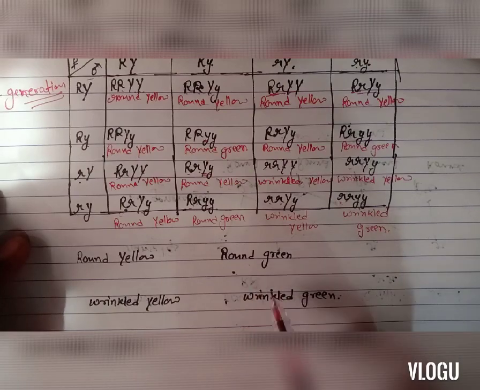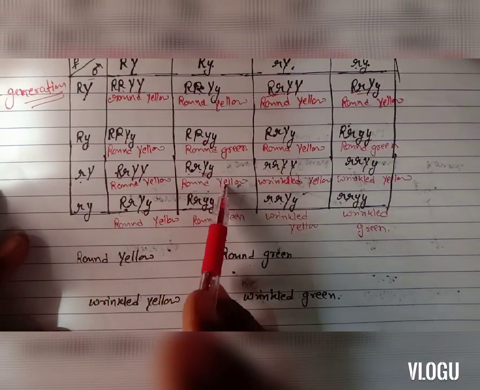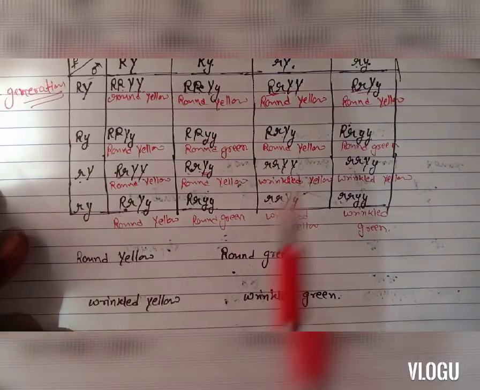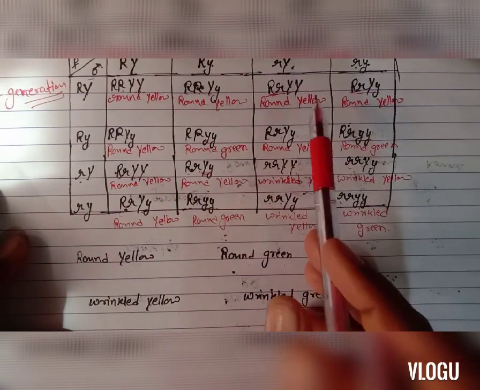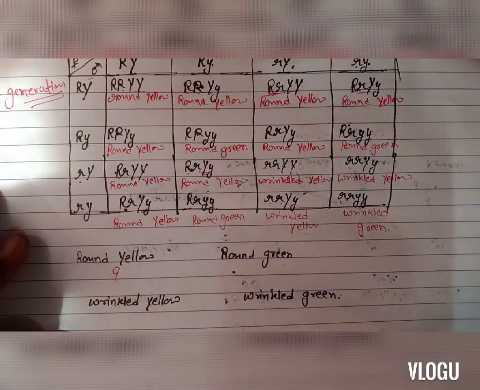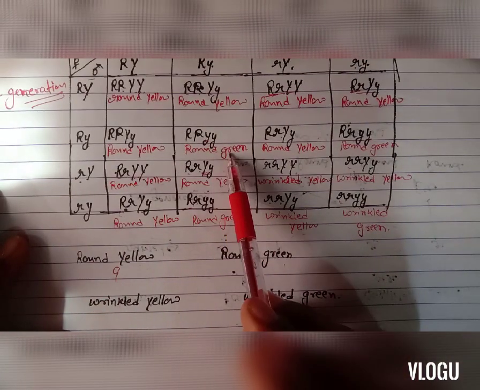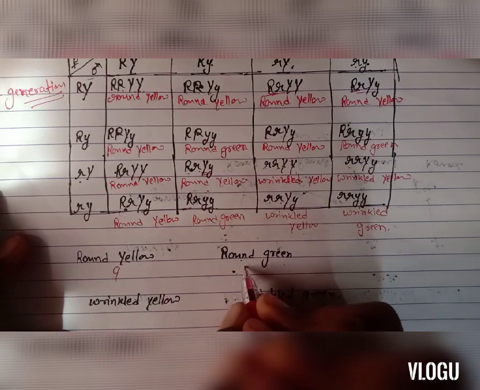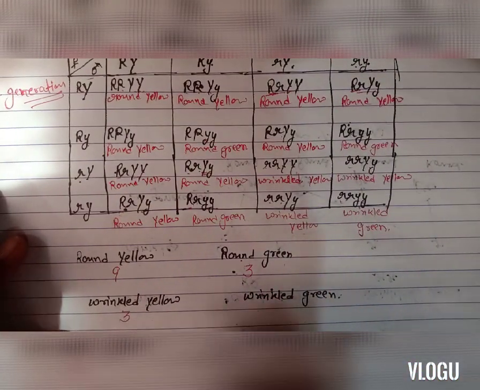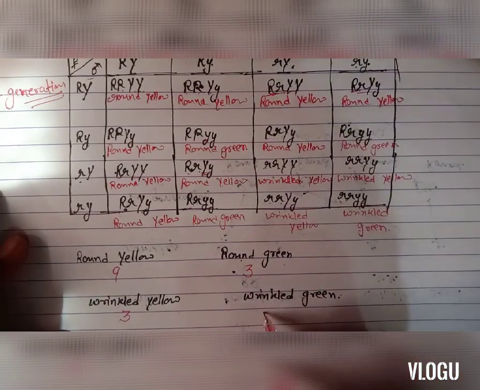Let's find out the ratio for the four different genotypes. Here you can see 4 different genotypes are there: round yellow, round green, wrinkled yellow, and wrinkled green. Let's search how many round yellow are there. 1, 2, 3, 4, 5, 6, 7, 8, and 9. Round yellow, 9 progenies are there. For the round green, 1, 2, and 3. For the wrinkled yellow, 1, 2, and 3. And wrinkled green, only one wrinkled green is there.